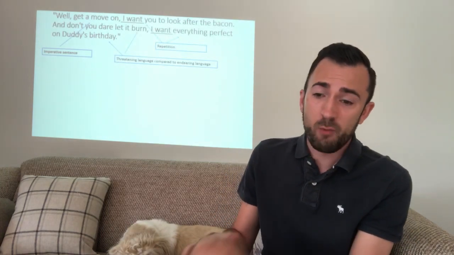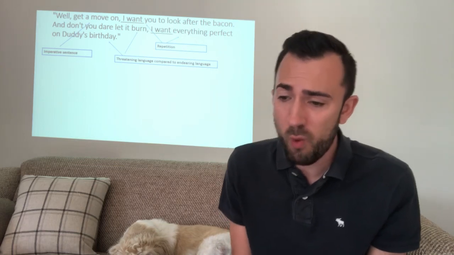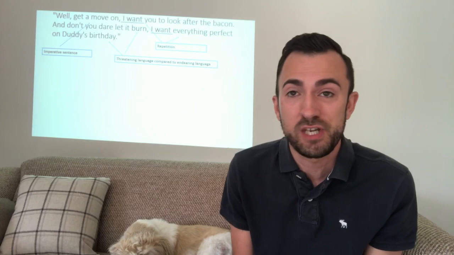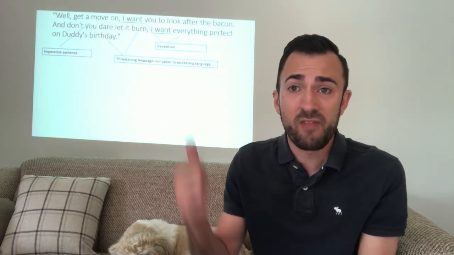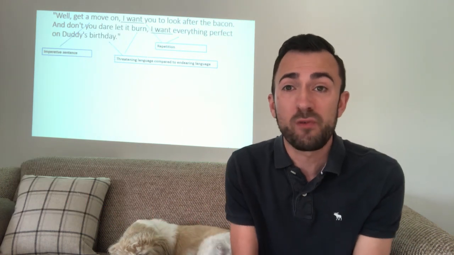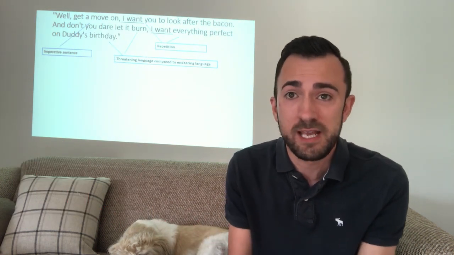I've done the same. The one I chose was this: "Well, get a move on. I want you to look after the bacon and don't you dare let it burn. I want everything perfect on Dudley's birthday." You'll notice that I've then annotated the quotation with some techniques that I might talk about that help me to agree that there's a contrast between the boys and that Dudley is spoiled.